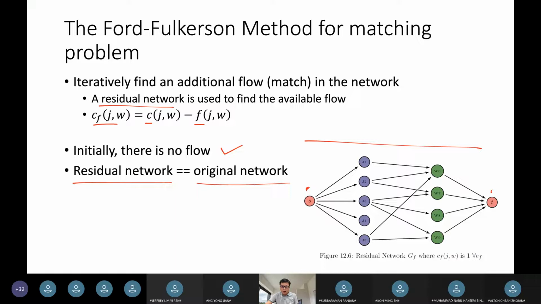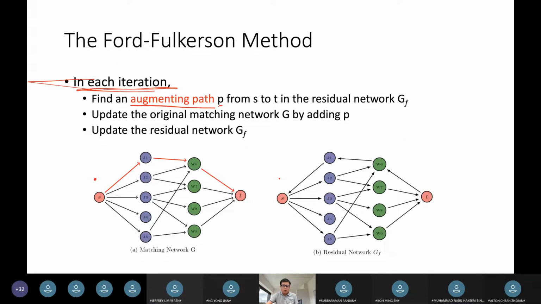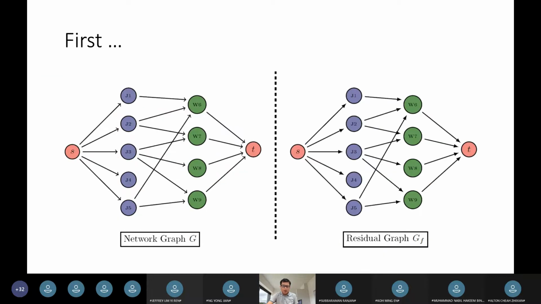So we can see one path, for example, from S to J1 to W6, and W6 to T. Then what we do is update the original matching network by adding this. We highlight it in red. This is the flow we found. Then we update the residual network. How do we update it? We have an algorithm to update.